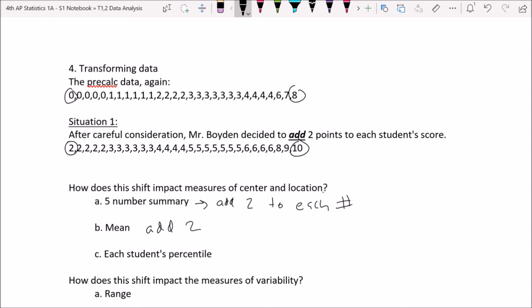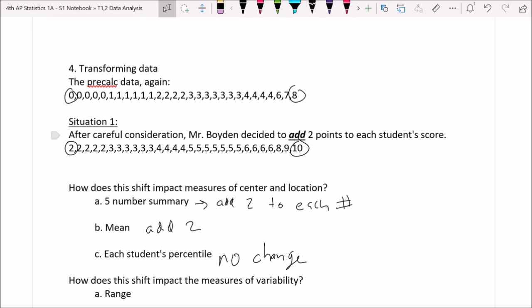What about their percentiles? If you scored a 0 and now you're at a 2, you still didn't do better than anybody else. You're still down at the 0th percentile. That didn't change a thing. If you're at a 10, you were at an 8 before, you're still at the top of the class. So where you were compared to your peers hasn't changed. So the percentiles have no change. That's different than the 5-number summary and mean.